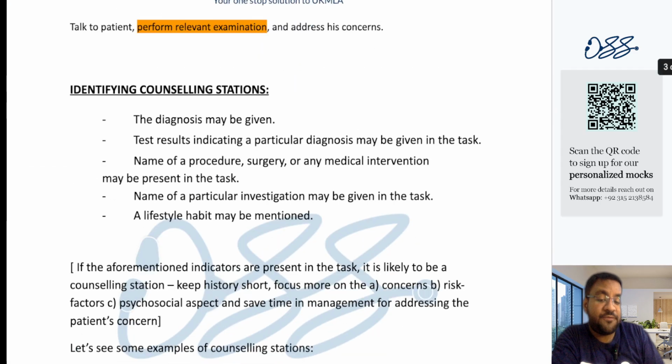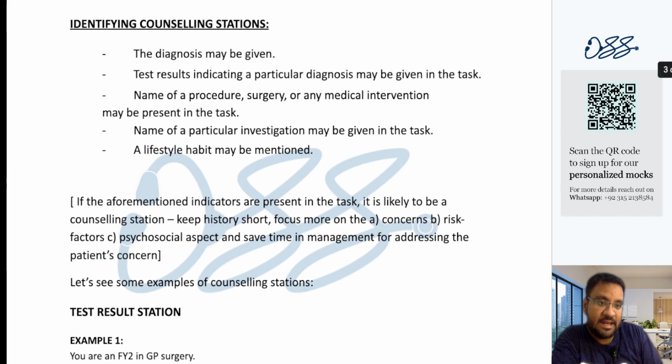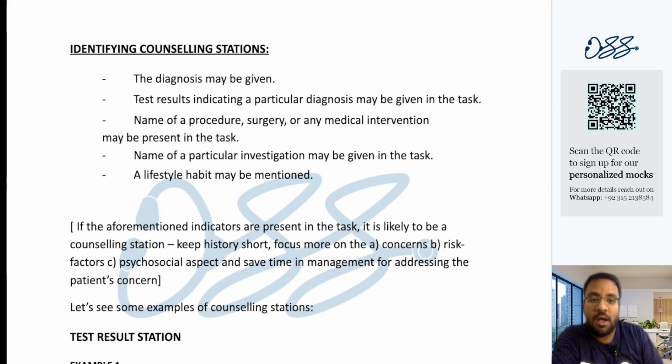So if you've read the syllabus in detail, and gone through the cases in detail, and you know that a particular type of scenario comes as a combined station, then you would be mentally prepared. You'd know that this is something that can be combined, and that you have to make sure your history is not in a lot of detail and is focused. So that's the way to go about it.